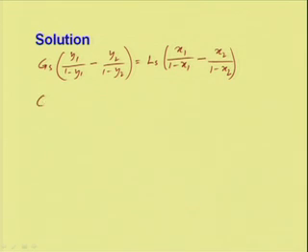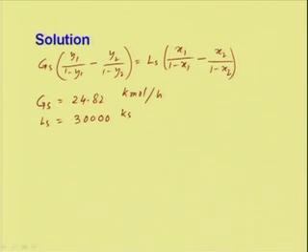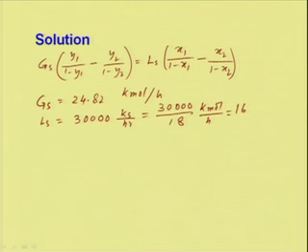We know Gs, which is equal to 24.82 kmol per hour, and Ls is equal to 30,000 kg per hour, which is equal to 30,000 divided by 18 kmol per hour, which is equal to 1666.67 kmol per hour.